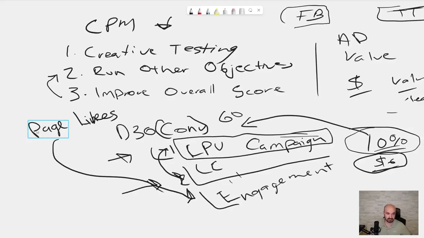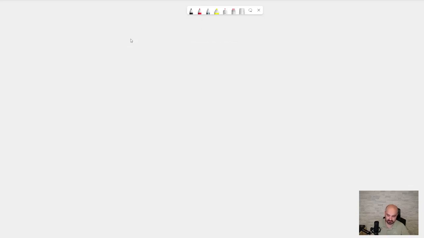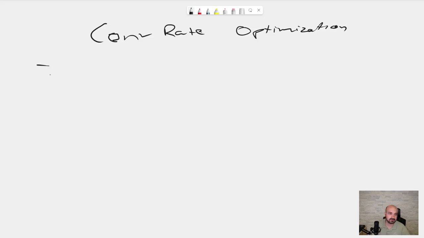So we've talked about CPM. Let's dive into conversion rate optimization. In a nutshell, conversion rate optimization is when we make changes to the landing page, cart page, and checkout, and we want to increase the conversion rate.